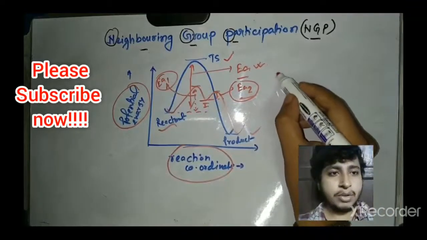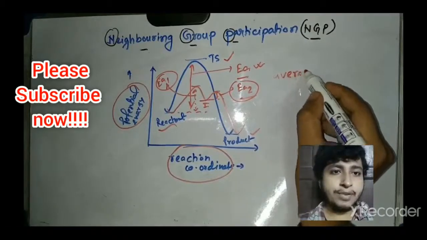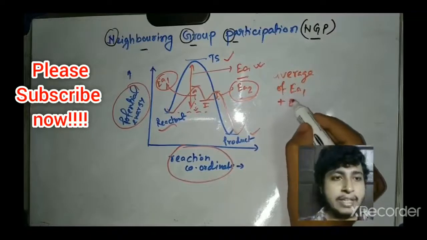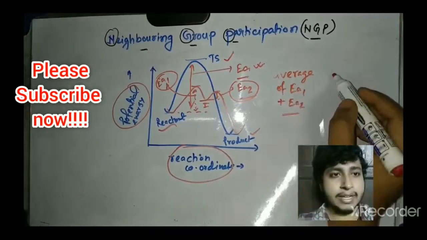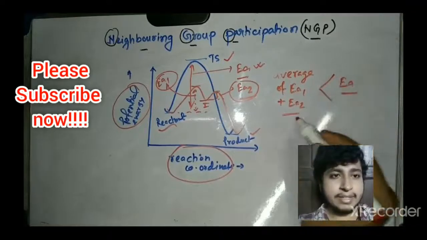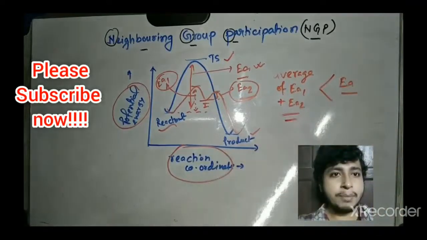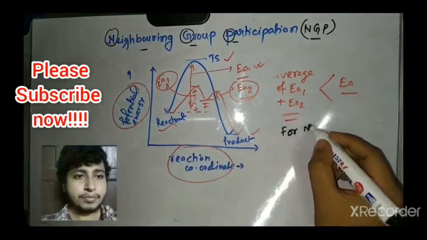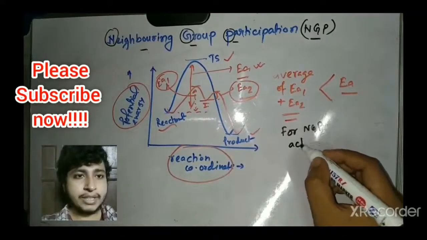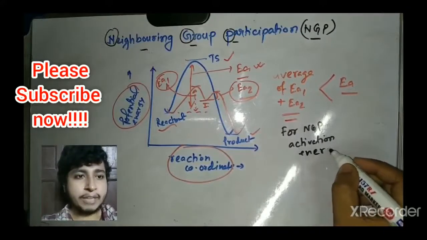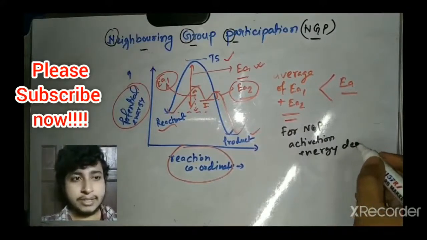So guys, what will happen? The average value of EA1 and EA2 is actually lesser than the EA itself, and hence for a NGP reaction, the activation energy will decrease.